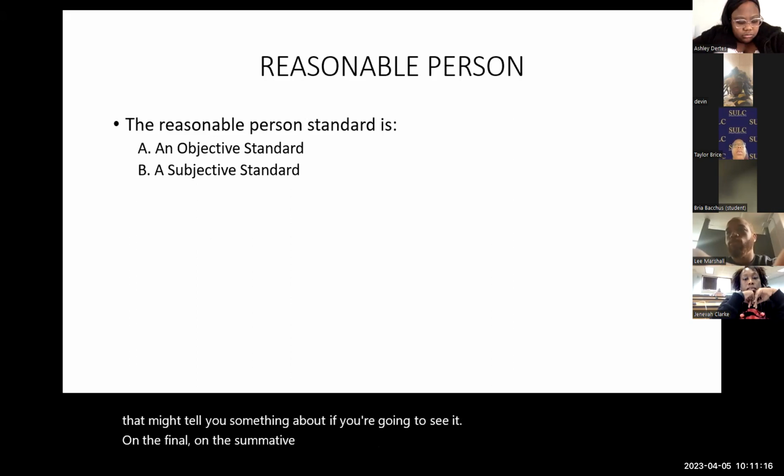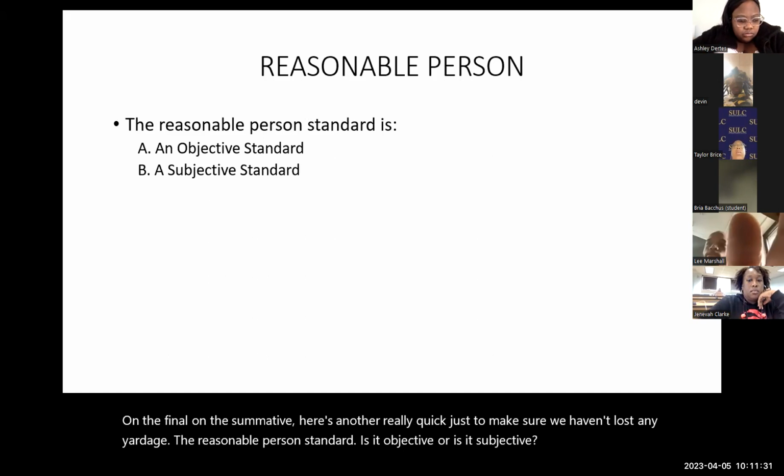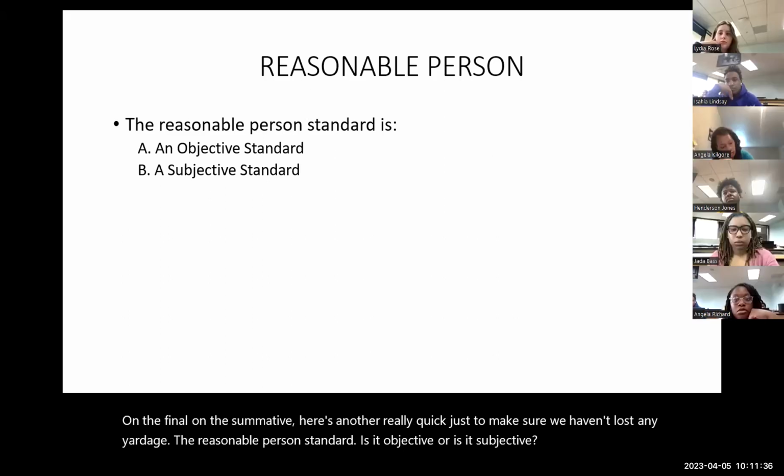Here's another really quick one, just to make sure we haven't lost any yardage. The reasonable person standard, is it objective or is it subjective? Objective. Oh, who's talking to me?